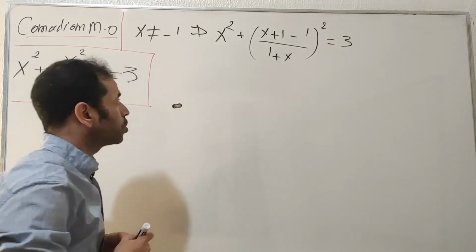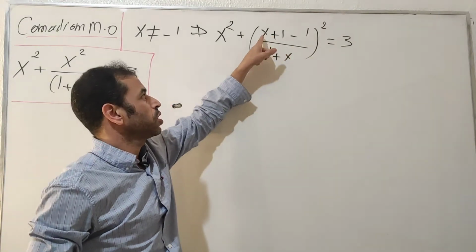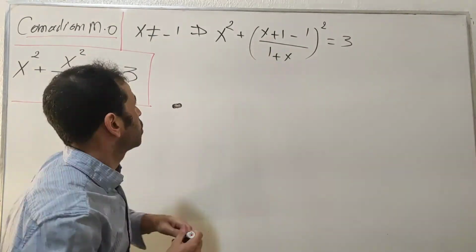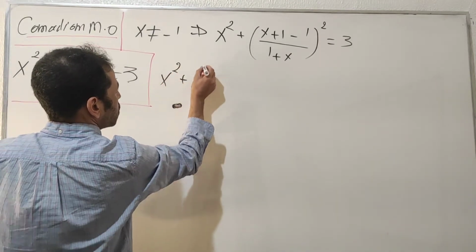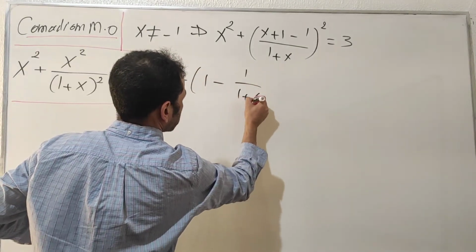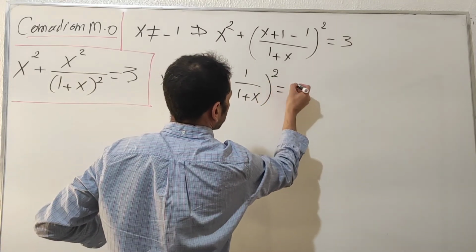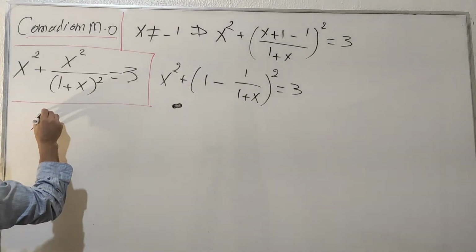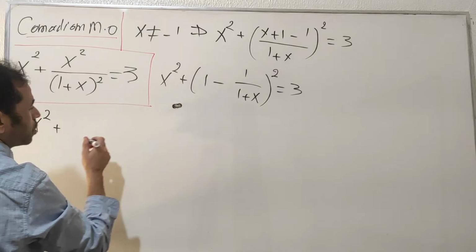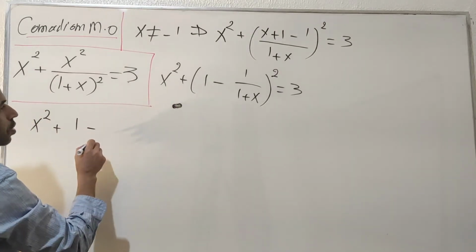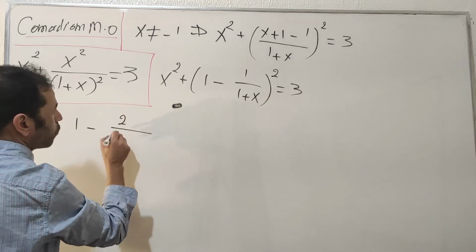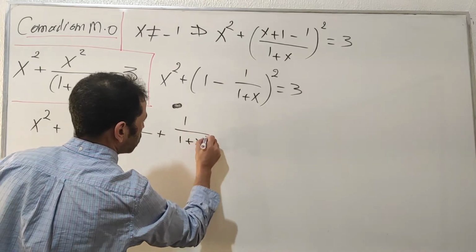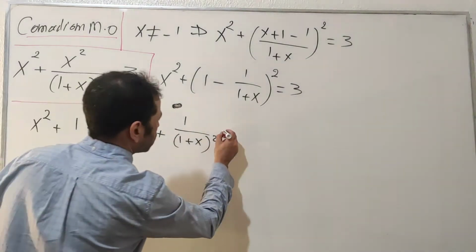It's clear I'm going to divide this into two terms. This one is clearly 1, because we have the same number in the numerator as in the denominator. So I get x squared plus 1 minus 1 over 1 plus x, all raised to the power of 2, which equals 3. Let's expand this out. We get x squared plus 1 minus 2 over 1 plus x plus the last term, which is 1 over 1 plus x squared, which equals 3.